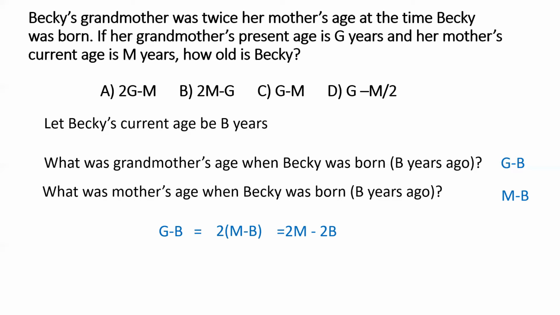So we can simplify a little bit the right hand side: 2m minus 2b. Now we can take the negative 2b over to the left hand side. So it becomes positive 2b because we change the sign as we change sides. And we can take the g over to the right hand side, so it becomes negative g. So now we are left with 2b minus b on the left hand side and 2m minus g on the right hand side. And that gives us b is equal to 2m minus g. So the correct answer in this case would be 2m minus g.